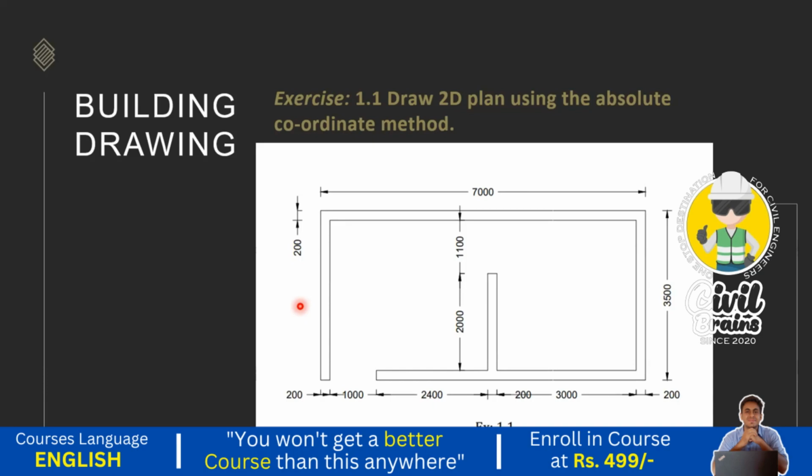Let's begin with AutoCAD. I just open it, and here you can see a two-room plan. The length is 7000 mm. The dimensions are in mm, so we consider mm. If it is meters, then go for meters; if it is centimeters, go for centimeters. Here it is mm, so we consider 7000 mm as the length, and the width of the room is 3500 mm.